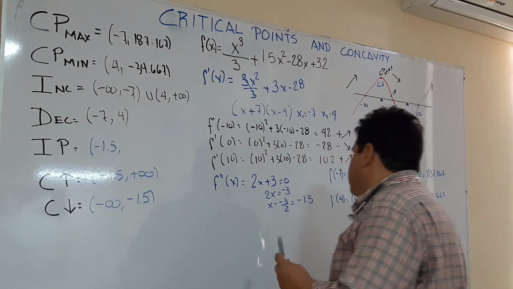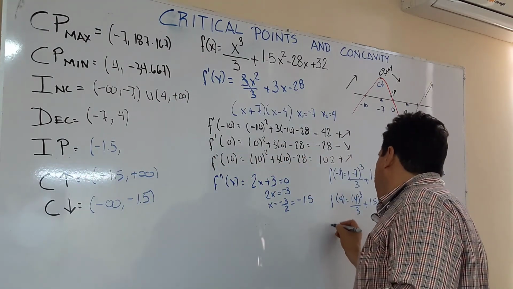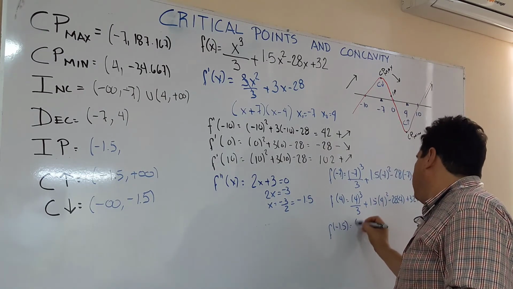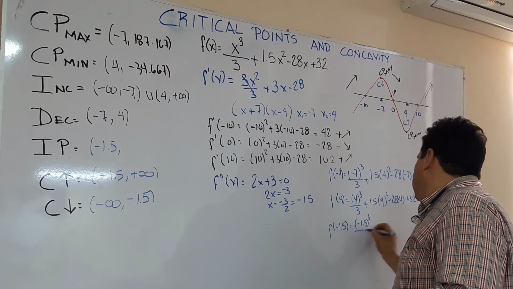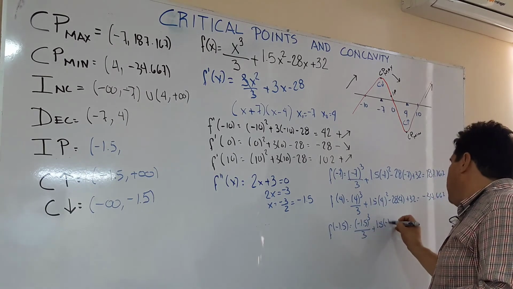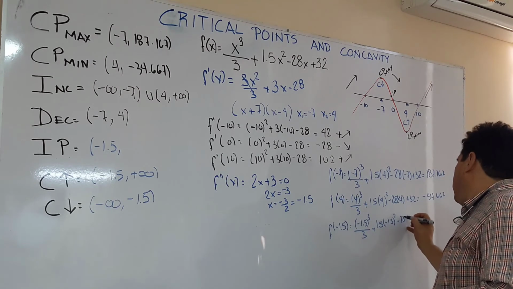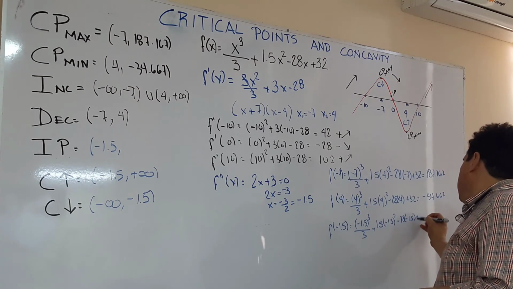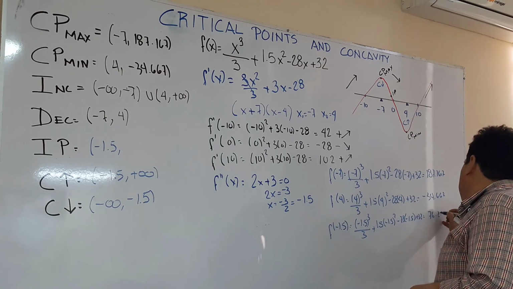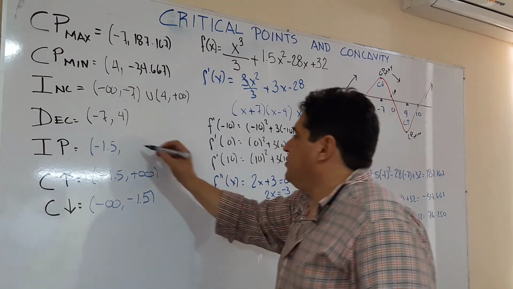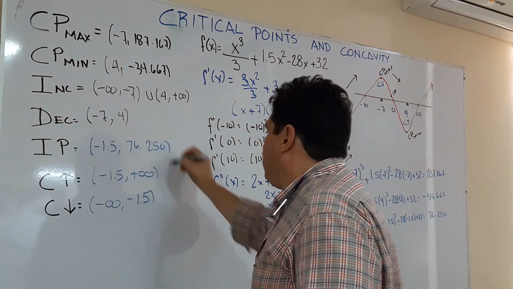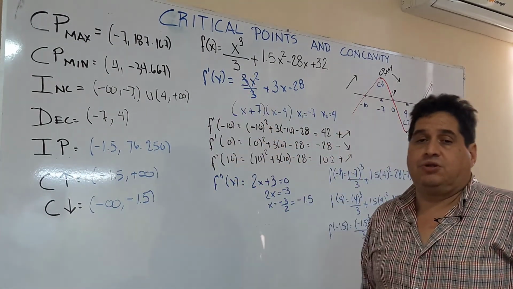So that's minus 34.667. And last, I'm going to get f of minus 1.5, which is going to be minus 1.5 cubed over 3 plus 1.5 times minus 1.5 squared minus 28 times minus 1.5 plus 32, which comes out to be 76.250. So that's going to be 76.250. And that's all the information we had to get.